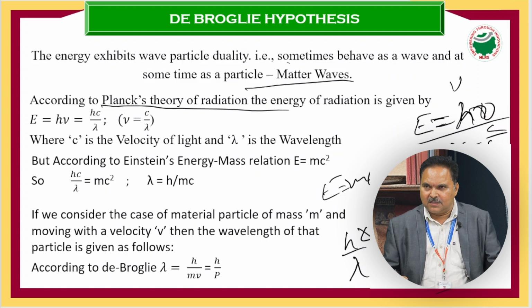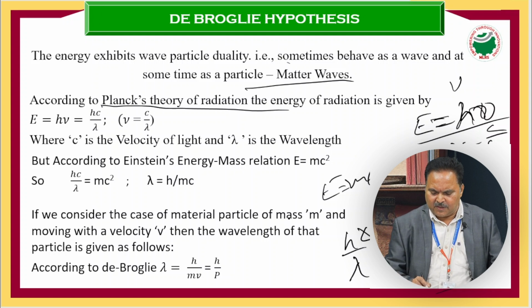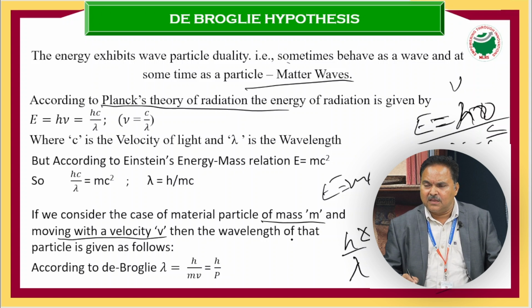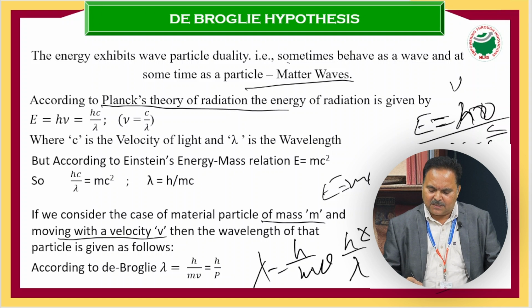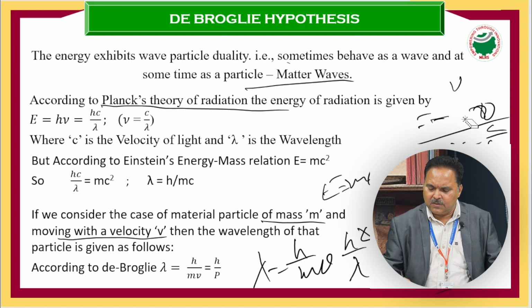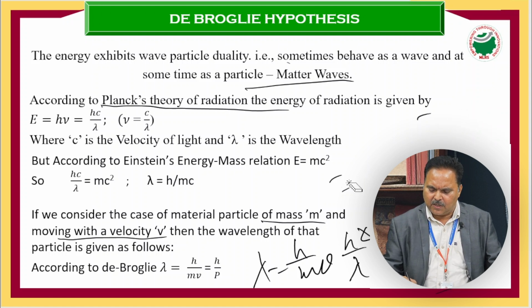If we consider a particle moving with mass m and velocity v, then the wavelength is lambda equal to h by mv. Instead of c, it will be the particle velocity, and the mass of the particle will be the same. Here h is Planck's constant, 6.62 into 10 to the power of minus 34. Then m and v are the mass and velocity of the electron, or otherwise the mass and velocity of whatever body you consider. So this one equation is lambda equal to h by mv.